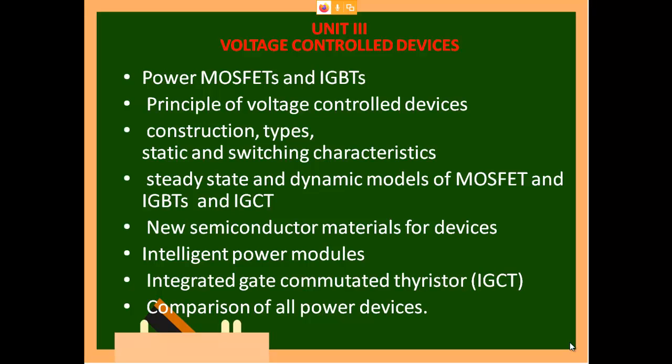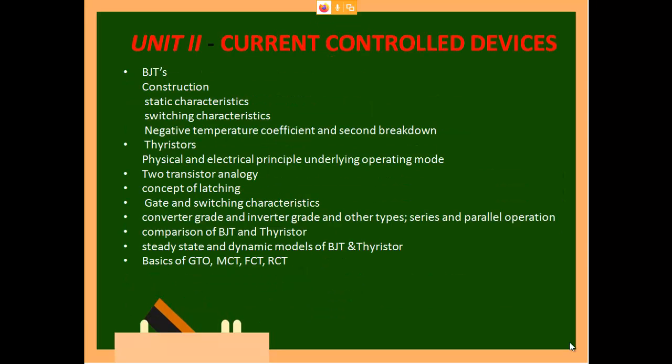We will see the construction, static, and similarly in the second unit also you will see about its characteristics. Okay, construction, characteristics, switching characteristics, then two transistor analogy, concept of latching, gating and switching characteristics, then comparison, then steady state and dynamic model of BJT, and there are some more current control devices which are called GTO, MCT, FCT and RCT. All this we will see in detail. Okay, so these are the various current control devices.